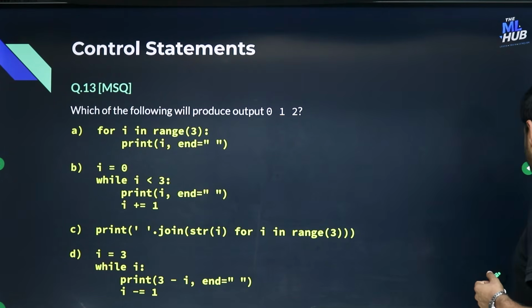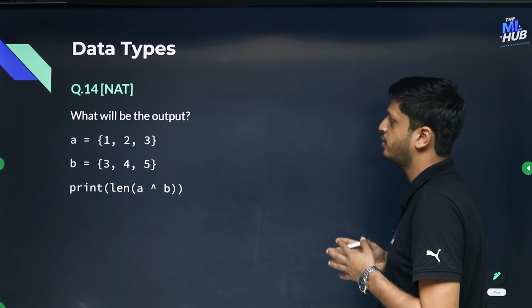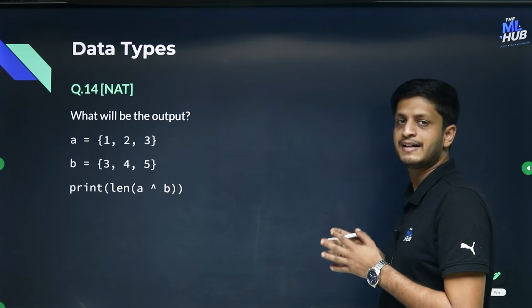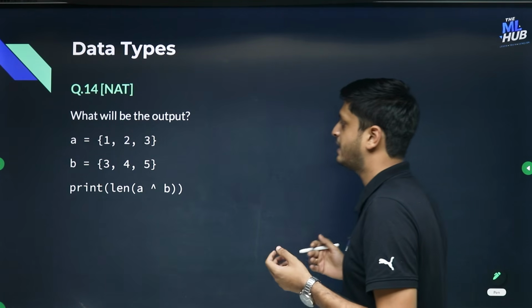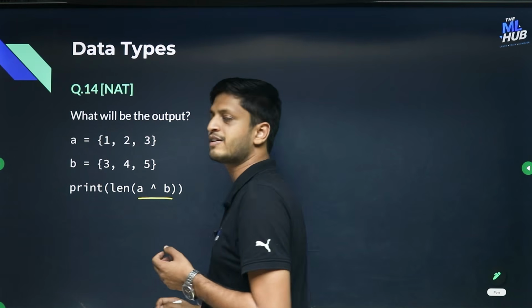Okay. Now let's see the next question, numerical answer type question. What will be the output of this code? A is the set containing 1, 2, 3. B is the set containing 3, 4, 5. And you are printing the length of A, and we have this bitwise XOR operator.